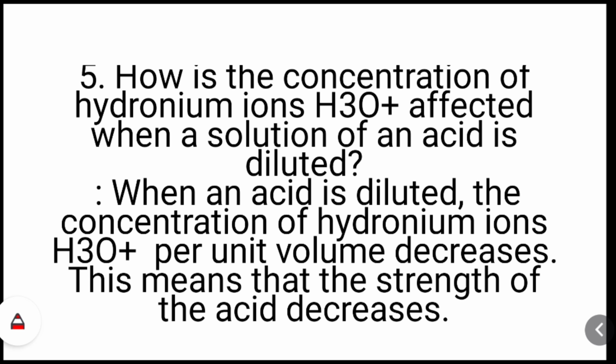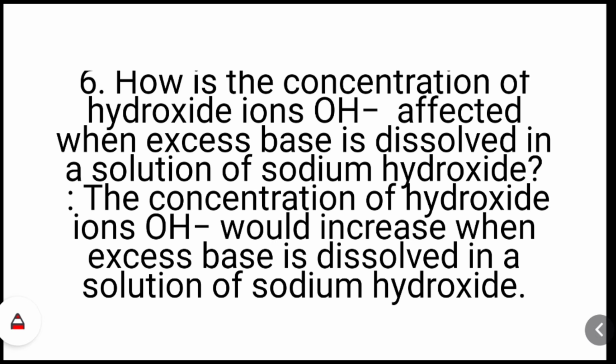Number 5. How is the concentration of hydronium ions H3O plus affected when a solution of an acid is diluted? When an acid is diluted, the concentration of hydronium ions H3O plus per unit volume decreases. This means that the strength of the acid decreases. 6. How is the concentration of hydroxide ions affected when excess base is dissolved in a solution of sodium hydroxide? The concentration of hydroxide ions would increase when excess base is dissolved in a solution of sodium hydroxide.